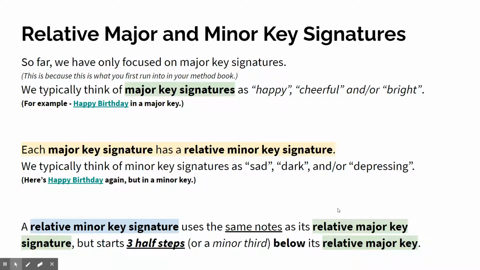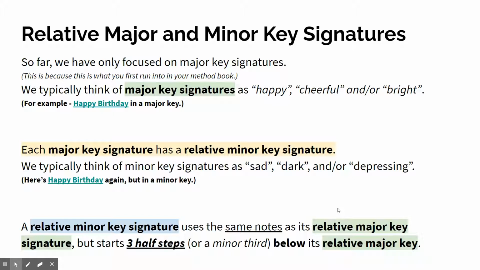So far, we've only discussed major key signatures. This is because this is what you first run into in your method book. We haven't learned minor scales yet. We typically think of major key signatures as happy, cheerful, or bright. Happy birthday, for example, is in a major key. But for every major key signature, there is a relative minor key signature. We typically think of minor key signatures as sad, dark, and or depressing.